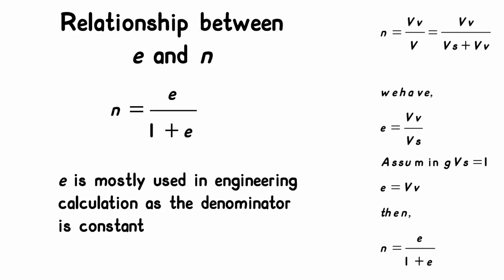While if you are taking n, that is the porosity, n is defined as Vv divided by V, that is, the denominator is the total volume. So this total volume can change. Therefore, for calculation purposes in engineering, usually e, that is the void ratio, is used.